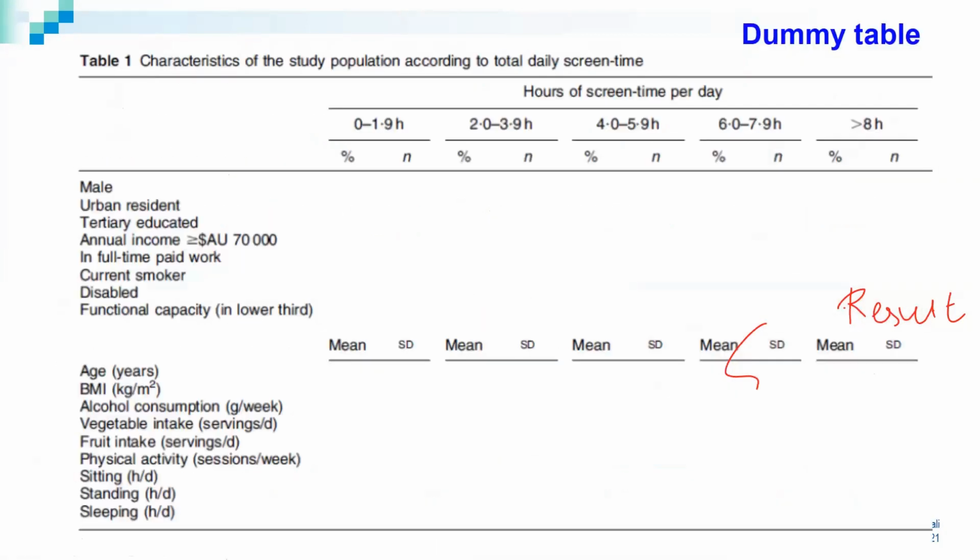This is an example of a dummy table. As you can see, this is a study population according to total daily screen time. The title is given there, and the findings section is all empty. So when the study is finished, they will put the N and percentage and things like that. This is what is known as a dummy table.